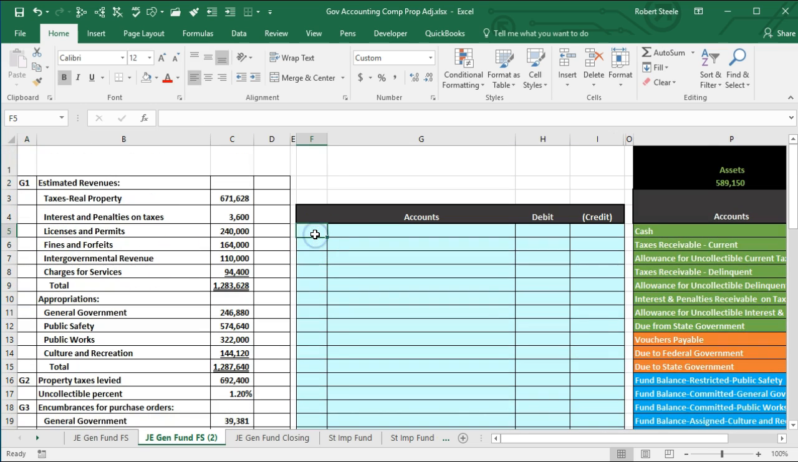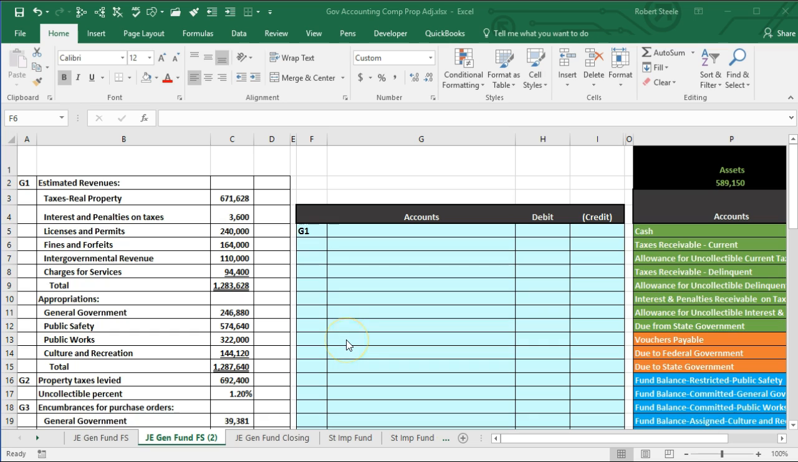I'm going to record this information G1, and we're going to say that we first have estimated revenues in the form of taxes for real property. Of course, we're going to be the government, so we're collecting the taxes. We've got the interest and penalties on taxes, license and permits, fines, forfeitures, intergovernmental revenue, and charges for services.